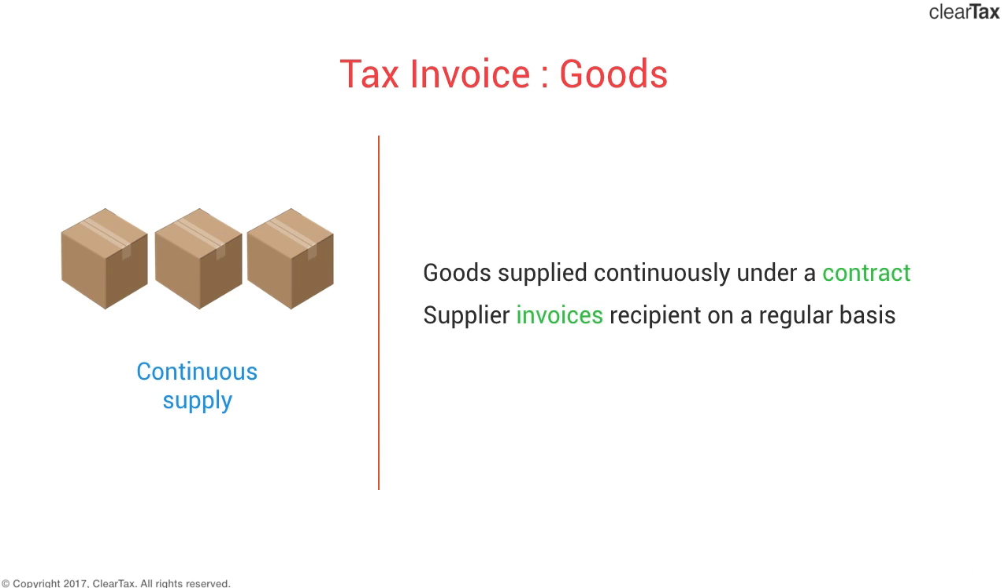So, once you sign up for the subscription box, say you opted for the monthly subscription scheme, every month when the box is delivered to you, the supplier would also deliver the invoice along with the box. So there's a regular supply which is under a contract, and there's a regular invoice that is issued. These are the two criteria on continuous supply.